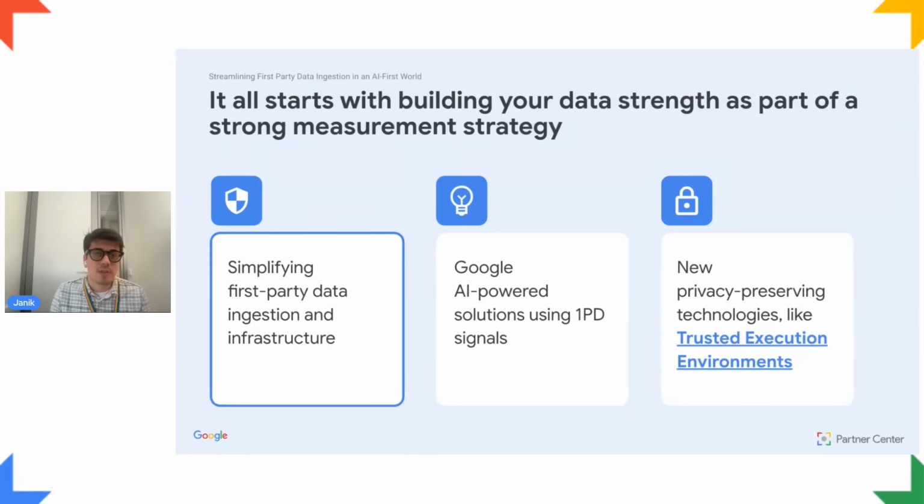That is really important because data strength is the core foundation of a strong measurement strategy. If you're not sending us your first-party data, and we don't make it easy for you to send it, it's not really helping your ad performance. So first-party data is the foundation for all AI-powered solutions, and therefore it's really crucial that you're using and sending first-party data. We're also working on new privacy technologies like trusted execution environments that are integrated into Data Manager and make it as easy as possible, but also as privacy friendly as possible for more skeptical advertisers.